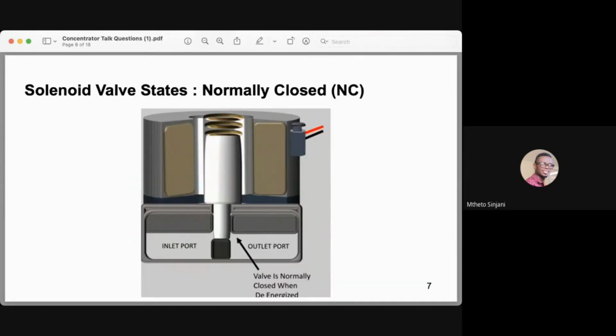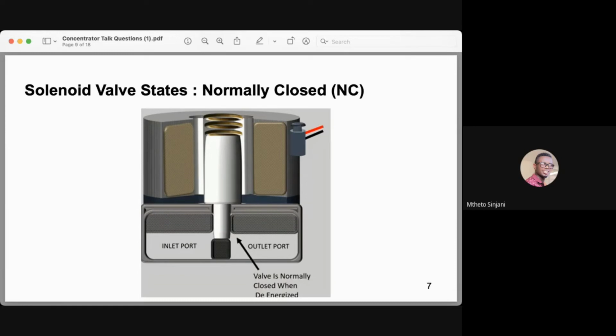The first solenoid valve power state is the normally closed one. As the name itself is self-explanatory, the plunger, the one in the middle there, stays down until the required voltage is applied. We see there's a black and red wire. If you apply voltage, depending on the model, it might be a 24 volts or a 12 volts solenoid valve, that plunger is lifted up. At that moment, the inlet port and the outlet port are connected, so air can pass through. That's basically the normally closed. When there's no power, the plunger will stay down.